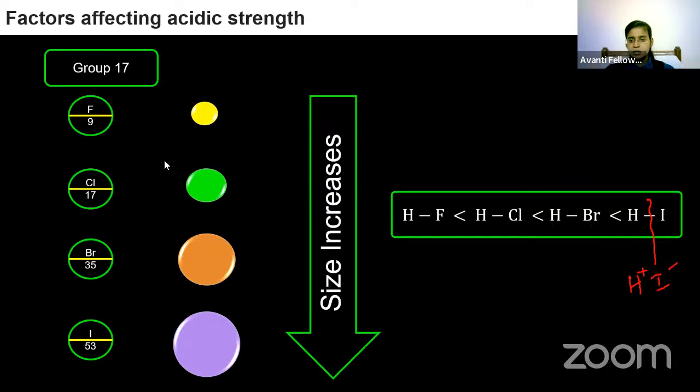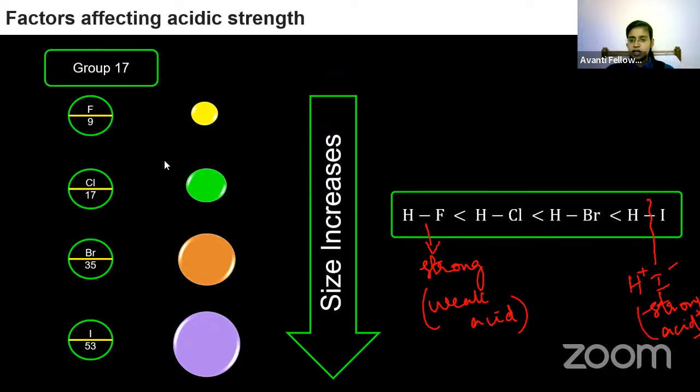But in case of HF, since the size of the fluorine is very small, the bond length is very short and the bond strength is more. It is a strong bond. So hydrogen and fluorine cannot be broken down so easily and it will be present as a weak acid. It is called a weak acid. Got it? HI is a strong acid.